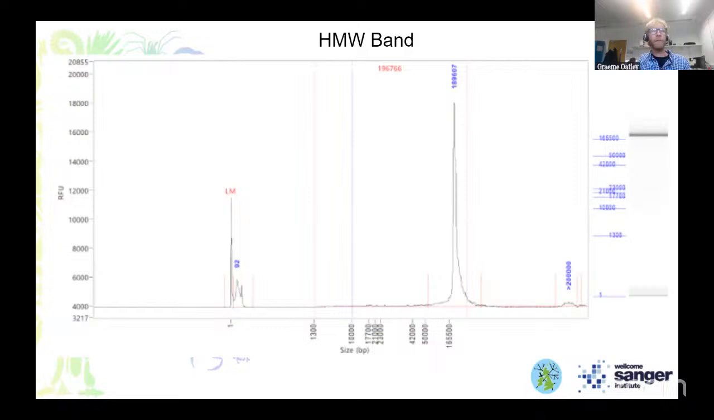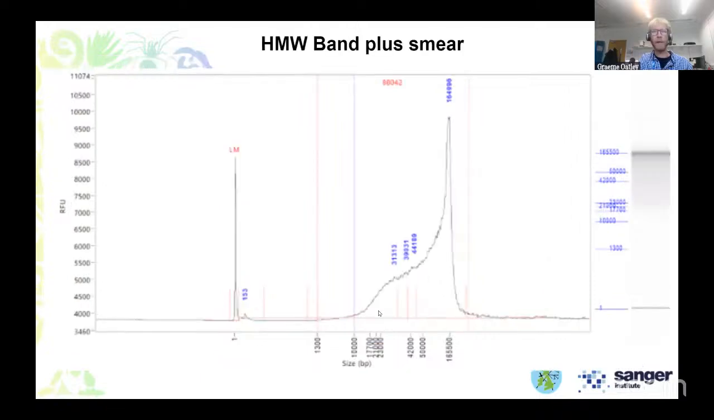So I've given you a list of the profiles and a quick view of what those look like. A high molecular weight band here, so we have this nice strong peak on the gel image. High molecular weight DNA, about 165 kb, with very little fragmented or low molecular weight DNA to the left of that. When we add a smear, we get some more fragmented DNA to the left of this nice high molecular weight peak. Still a very good profile.